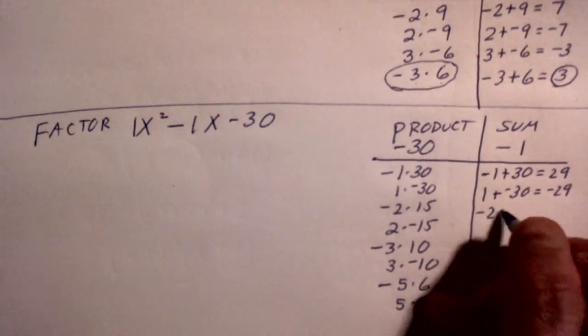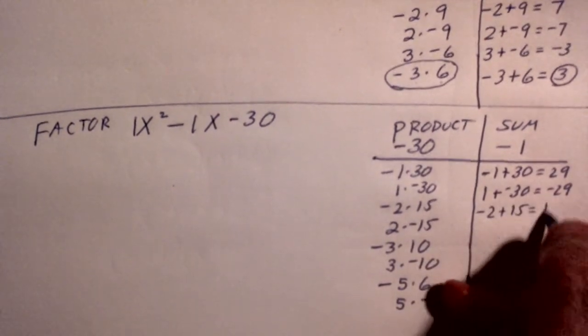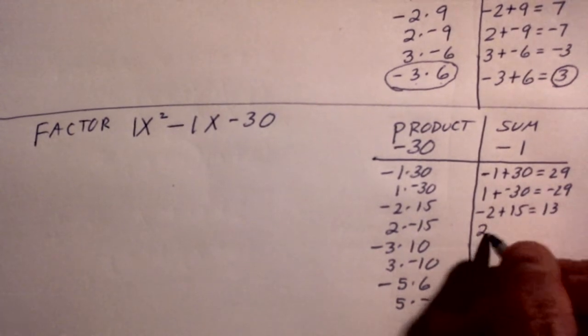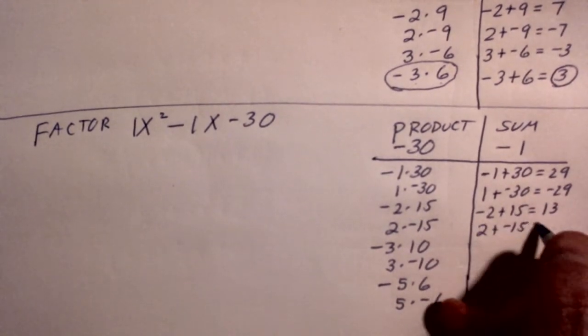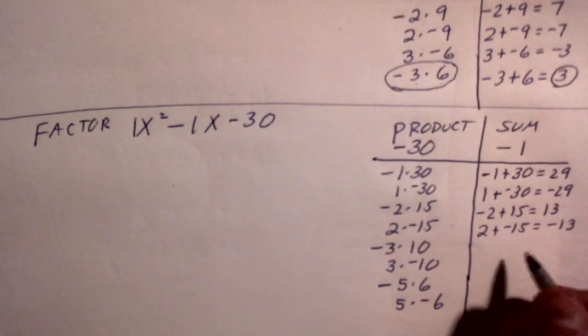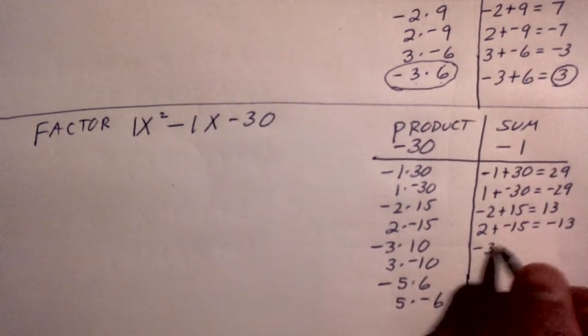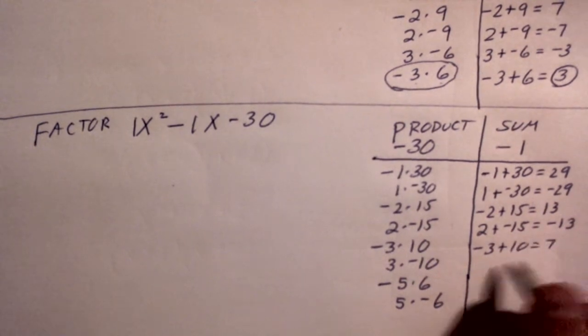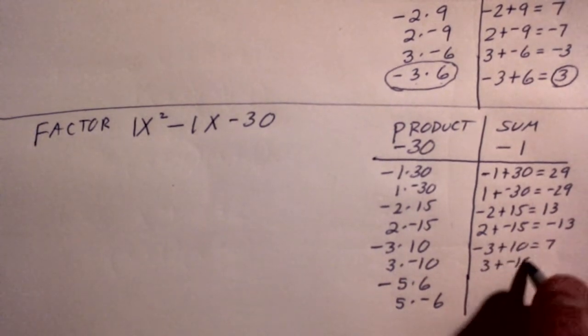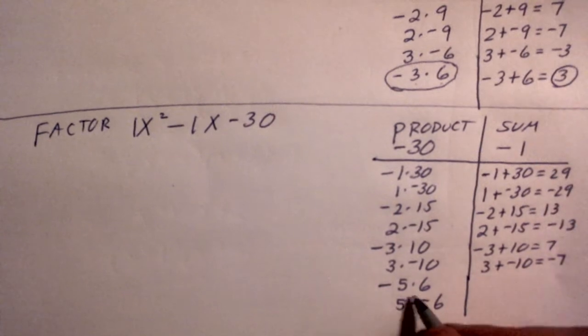It's not going to be negative 2 and 15 because these add up to 13. It's not going to be 2 plus a negative 15 because these add up to negative 13. So what is it? It's not negative 3 and 10. These add up to 7, no good. 3 plus a negative 10 don't work. They add up to negative 7.